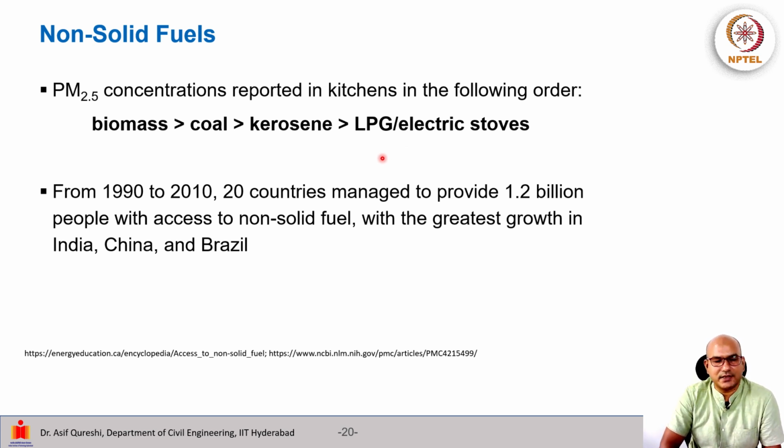Then of course this has been realized by different governments, and here is an example. In the 20 years from 1990 to 2010, 20 countries have managed to provide almost 1.2 billion people with access to non-solid fuels. That is good because we have moved from biomass and coal to kerosene and mostly probably LPG and electric cooking methods. And the greatest growth has been in India, China and Brazil.